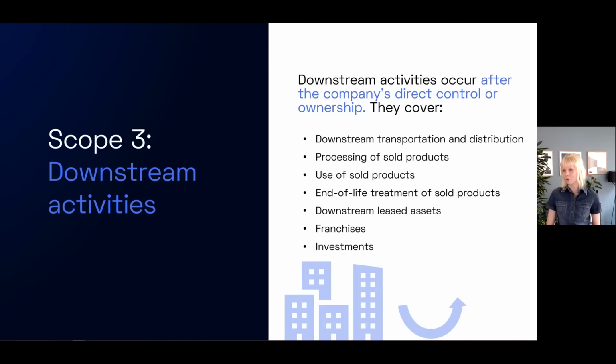Then also use of sold products. So, for example, electricity that the customer has to use in order to use your product. Then end-of-life treatment of sold products, so whether it's recycling or other disposal method. Then downstream leased assets, franchises, and investments.